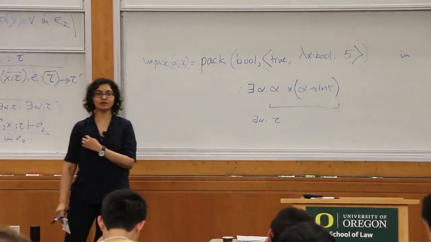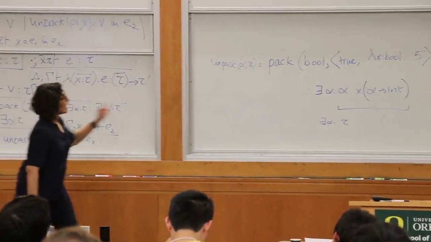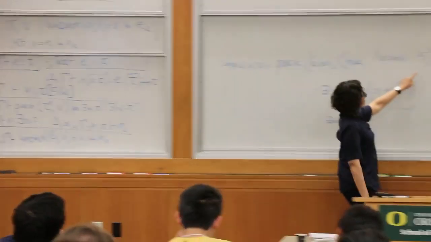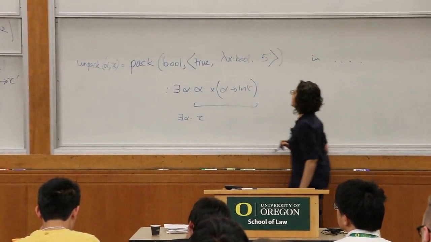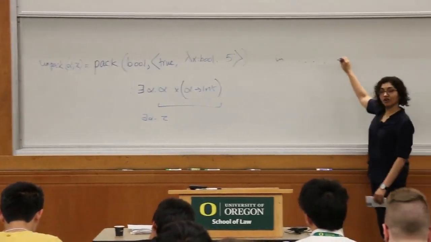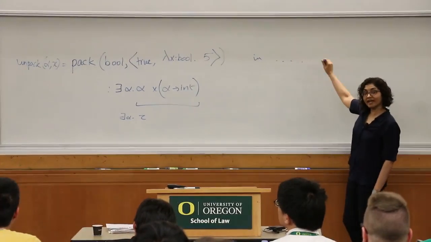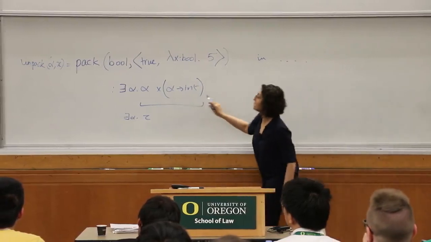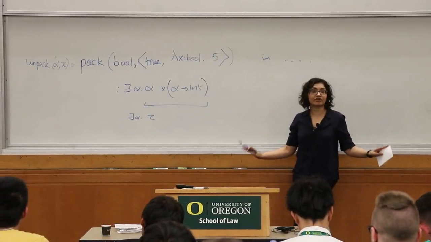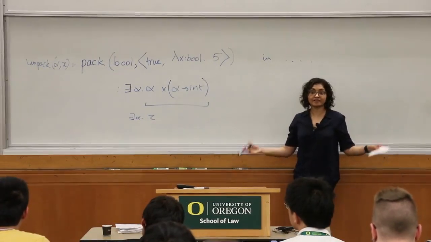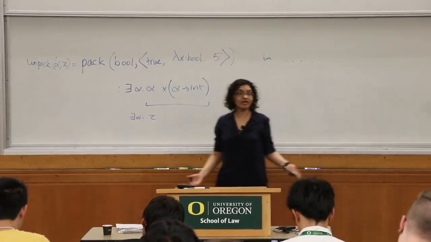In that rule. So when I write this unpack here, and I try to unpack this expression, which is of this type, exists alpha tau, in here, all I can do is use my x as if it's an alpha cross alpha arrow int. That's my tau. I don't know that it's a bool cross bool arrow int. And that's the power of this kind of type abstraction.